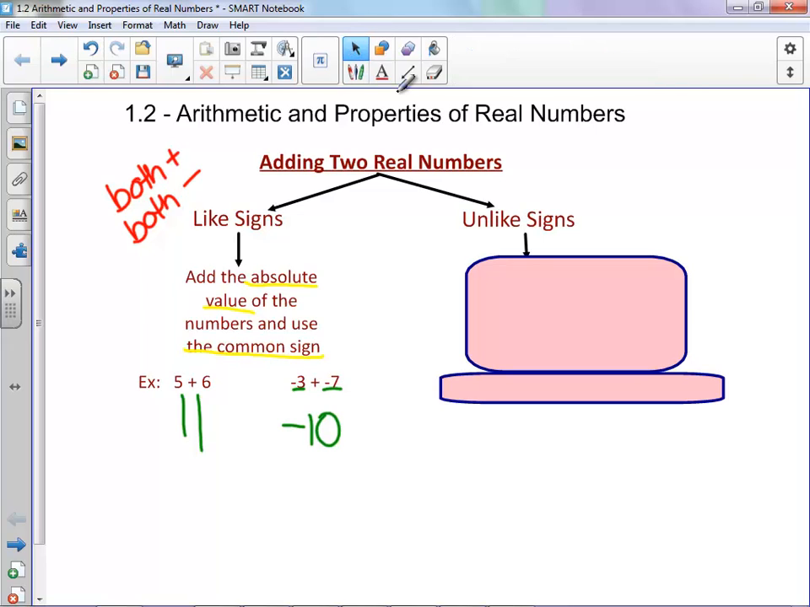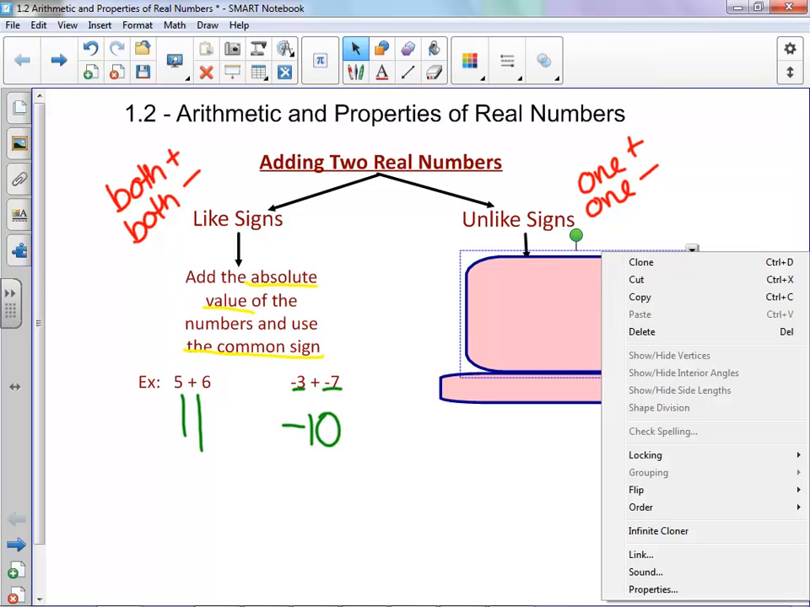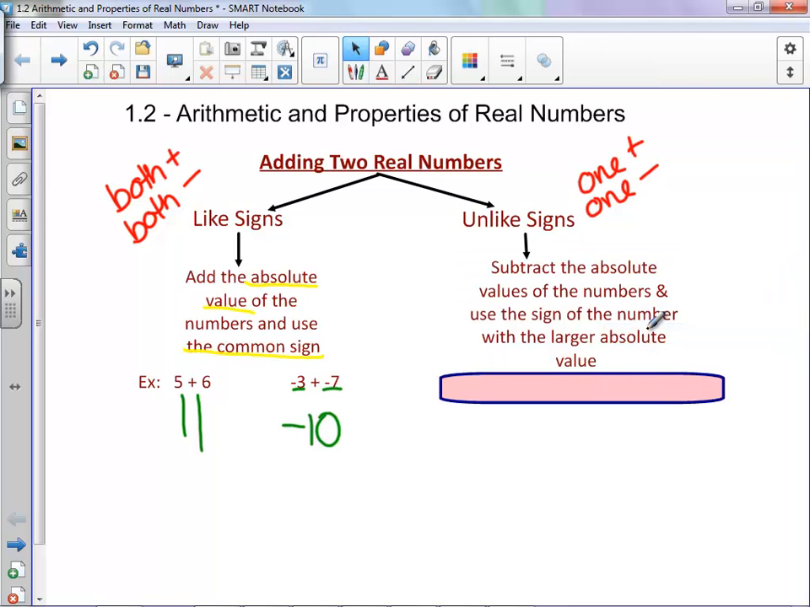When they have unlike signs, what this means is one is positive and the other one is negative. And so to do this, we subtract the absolute values and use the sign of the number with the larger absolute value.